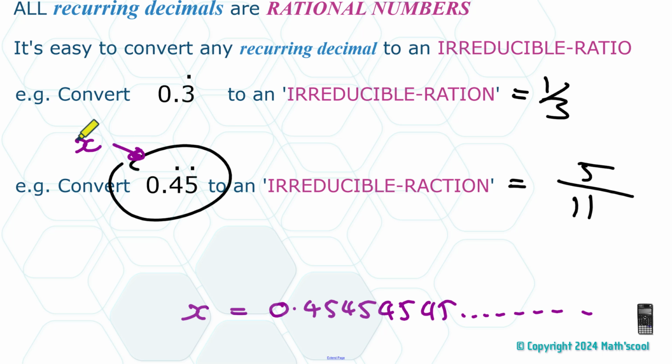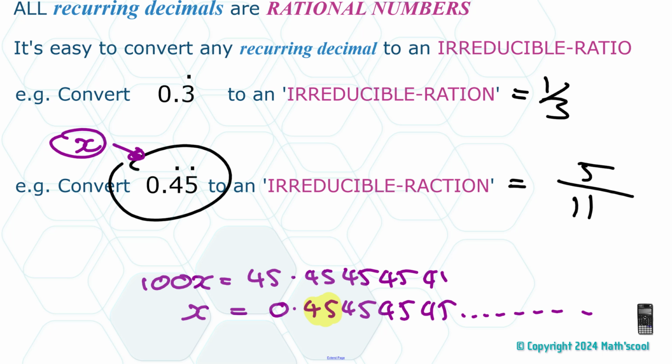I called it x. Because the string that's recurring is just 2 digits long, I'm going to multiply it by 100. And multiplying by 100 is the easiest thing in the world to do. So I'm going to do 100 times x, and that's going to give me 45.45454545. And again, it carries on and on forever. They both do. The 45s carry on forever.